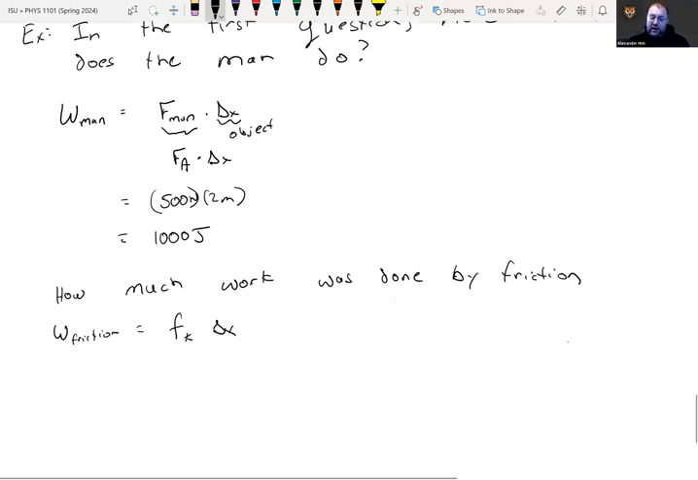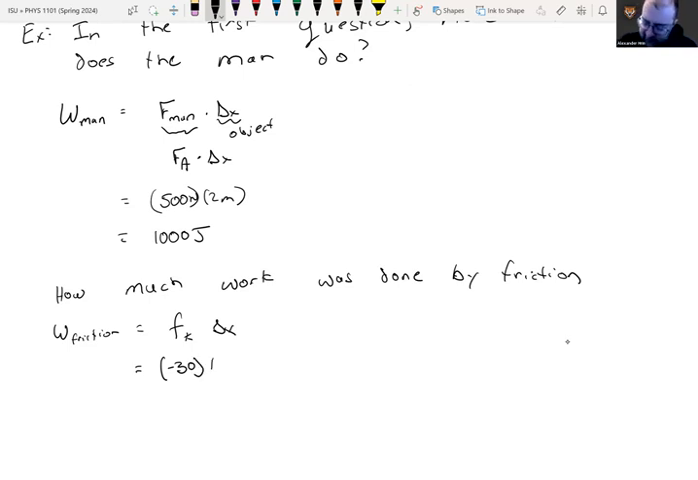times delta X. Now, the signs here are, if you're being strict, technical, you should make that force of friction be negative 30 newtons, okay? Because the negative 30 is going opposite the delta X. So that would be times 2. You do this, you get negative 30 times 2, and that will give you negative 60 joules. And basically what the negative 60 means is friction removed 60 joules of energy.